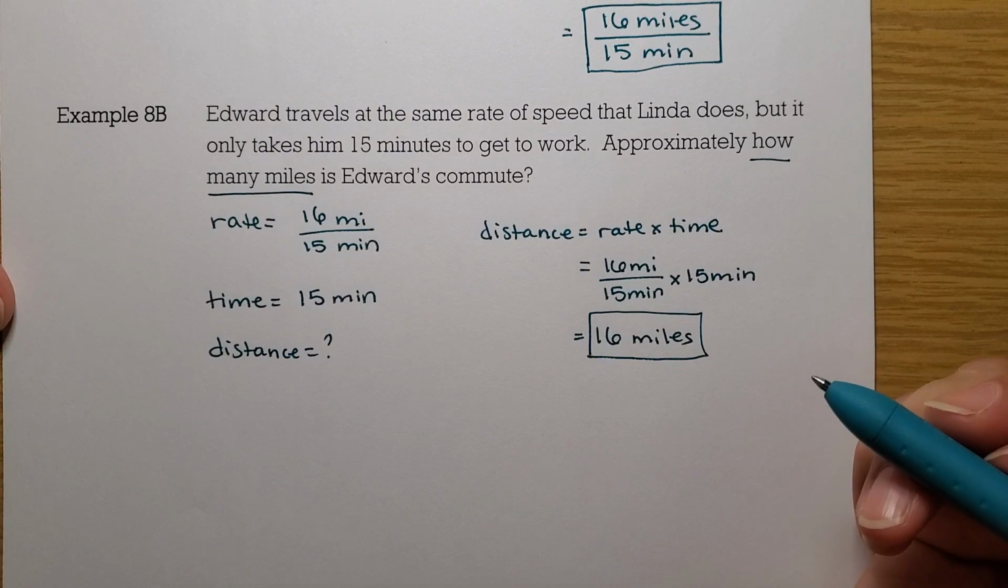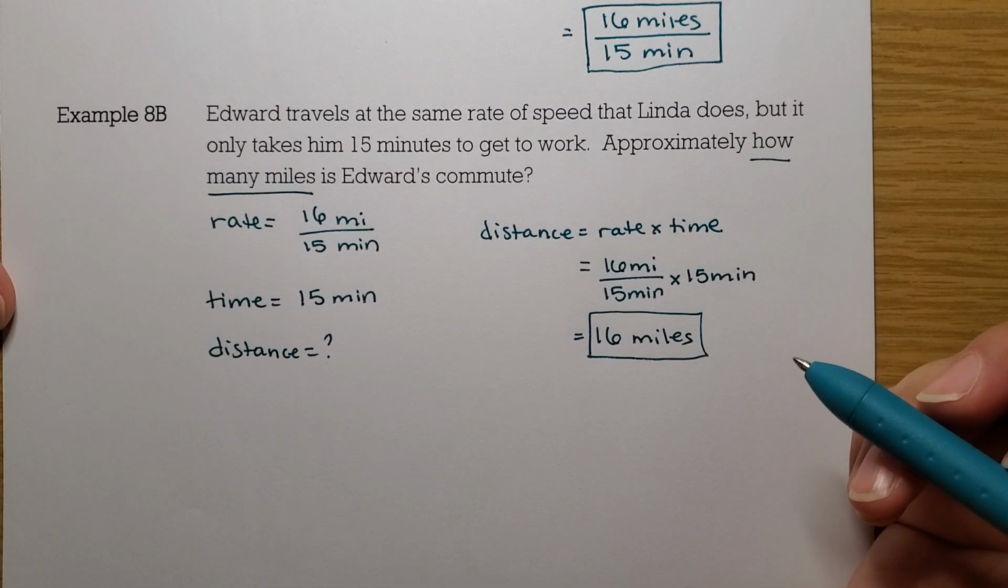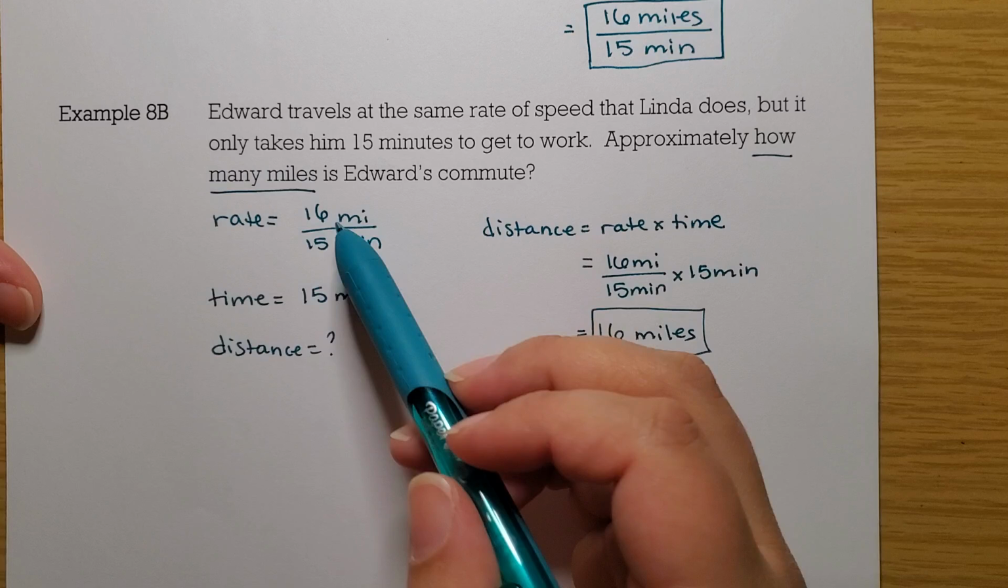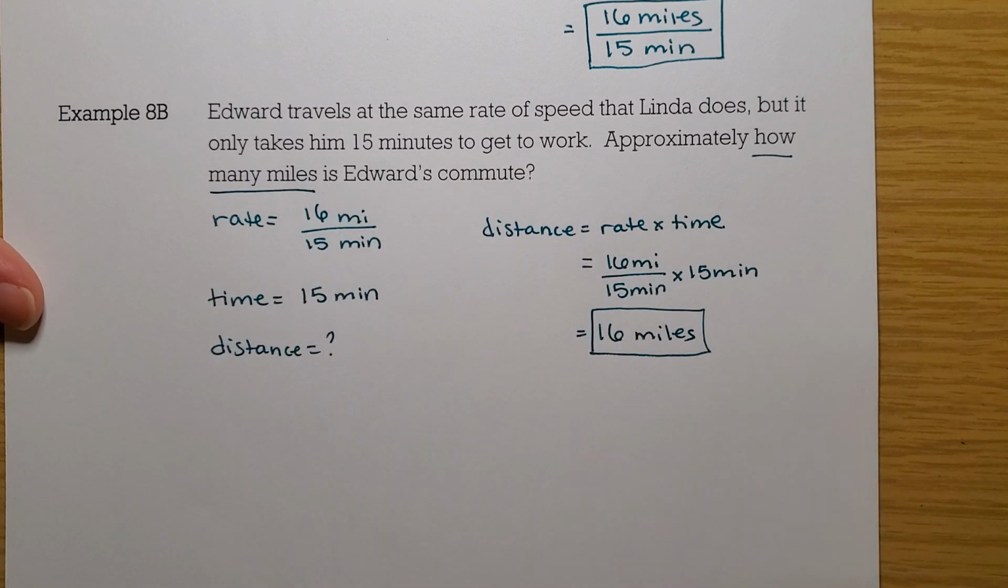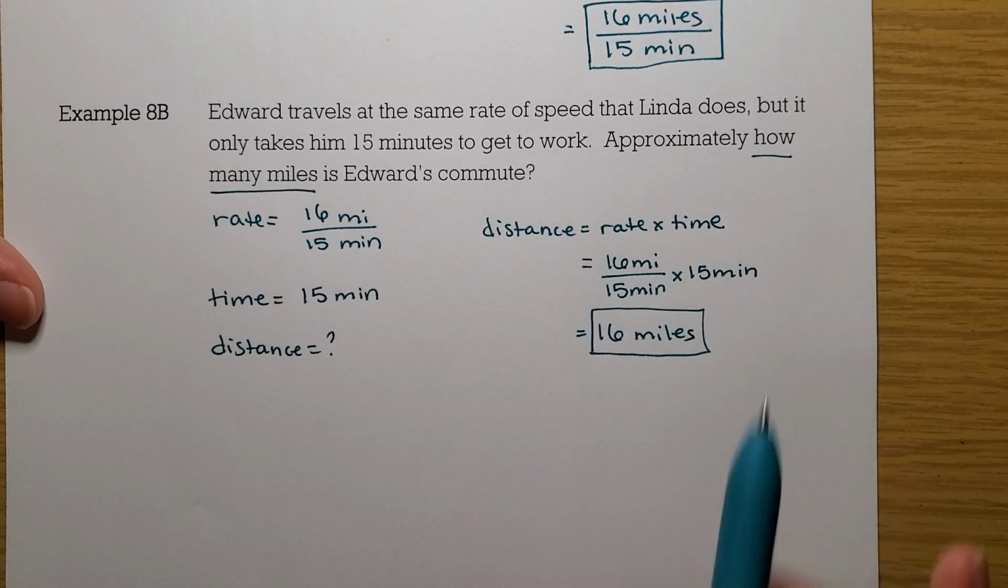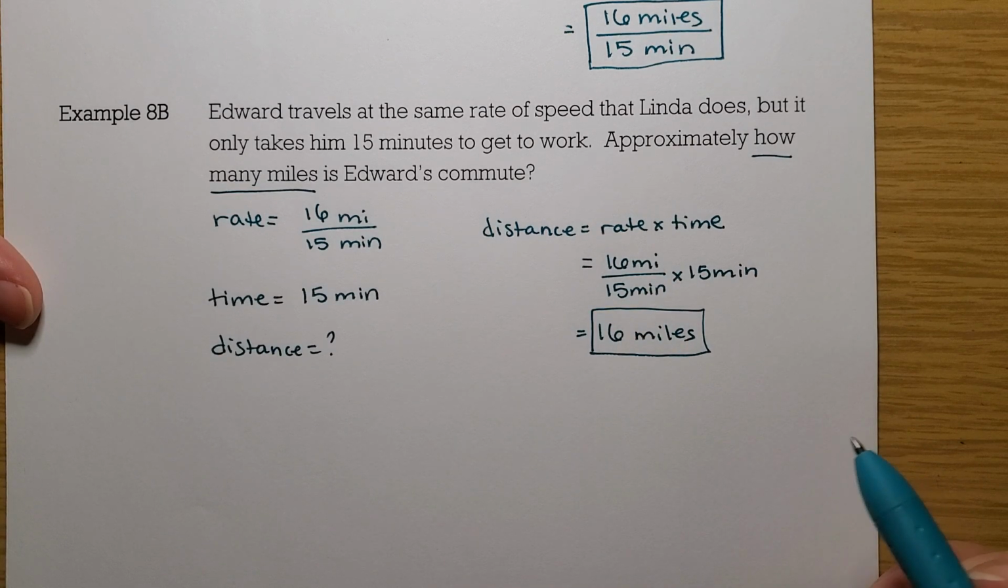And actually, I didn't really need my calculator at all, right? If I'm traveling at 16 miles every 15 minutes, then in 15 minutes I'm going to go 16 miles. That's what the rate is saying. So this one I didn't really have to use the formula. I could have figured it out without that. But if I'm using the formula, that's what it looks like. Now, this concept of rate extends to things beyond just distance and time. So let's look at another example that involves a rate, but it doesn't involve distance.